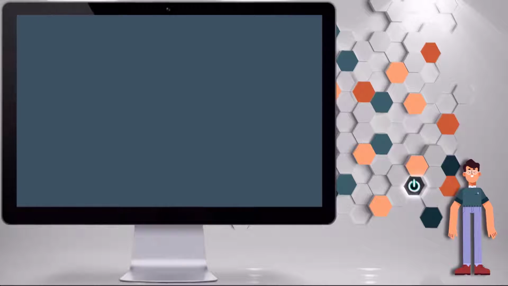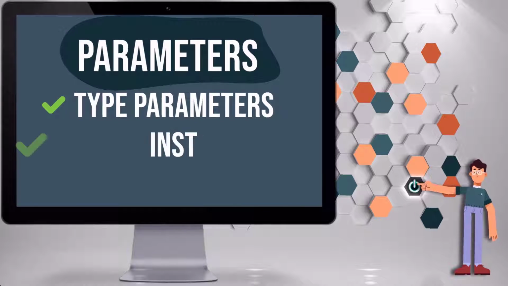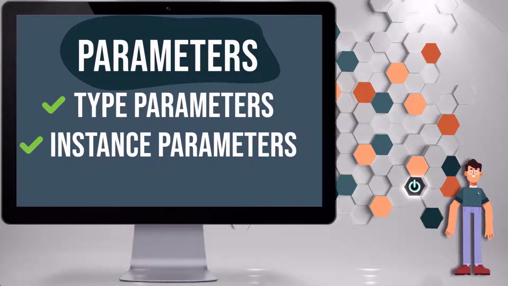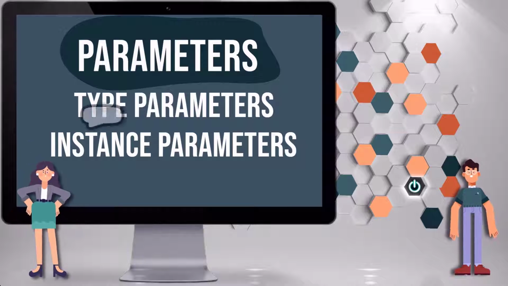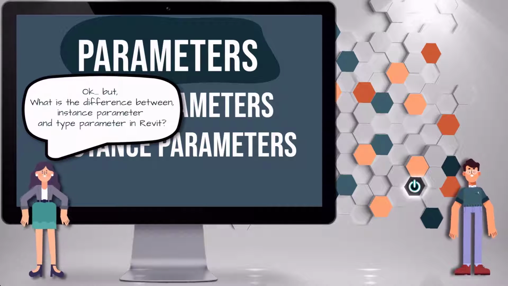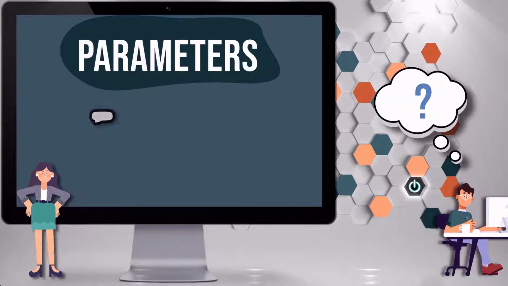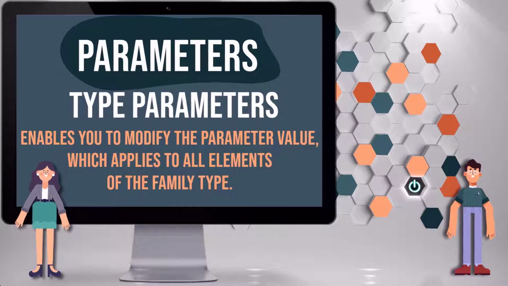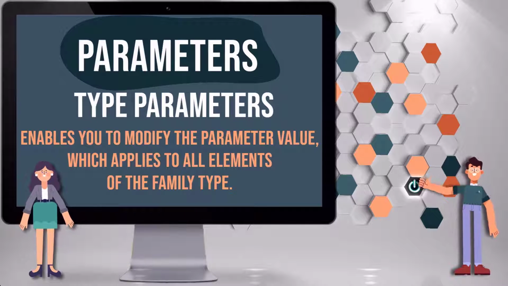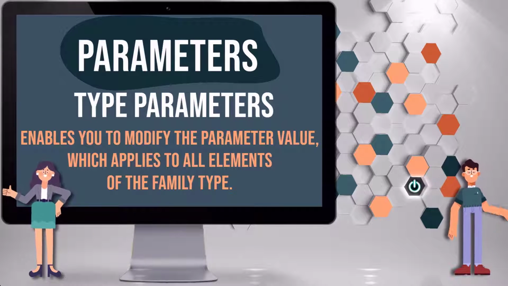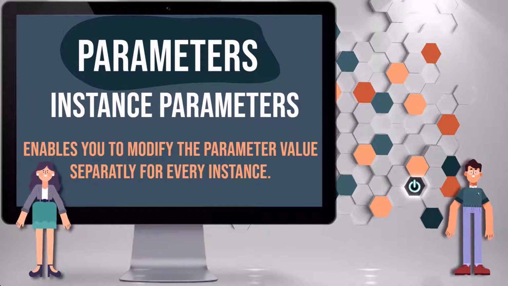There are two general types of parameters related to the Properties palette. The first category is type parameters and the second category is instance parameters. In a few words, these two different categories of parameters allow us to have full control of the families. Okay. But what is the difference between instance parameter and type parameter in Revit? The type parameter enables you to modify the parameter value, which applies to all elements of the family type. The instance parameter enables you to modify the parameter value separately for every instance.